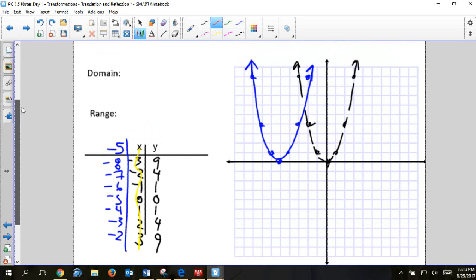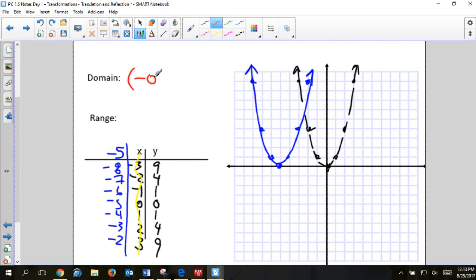Domain and range, this is all real numbers for domain. So negative infinity, positive infinity. Range goes from down to up, positive 0 to positive infinity. So we'll do the next one.